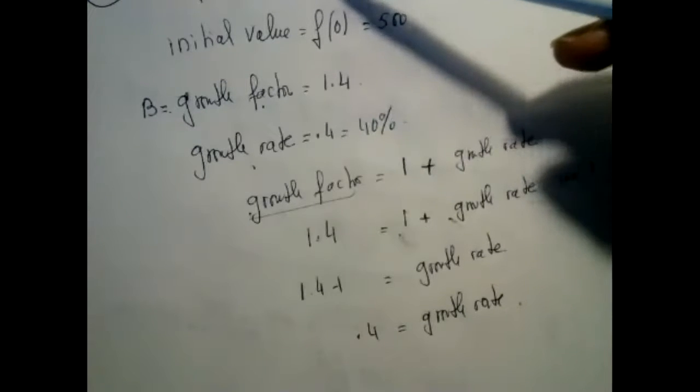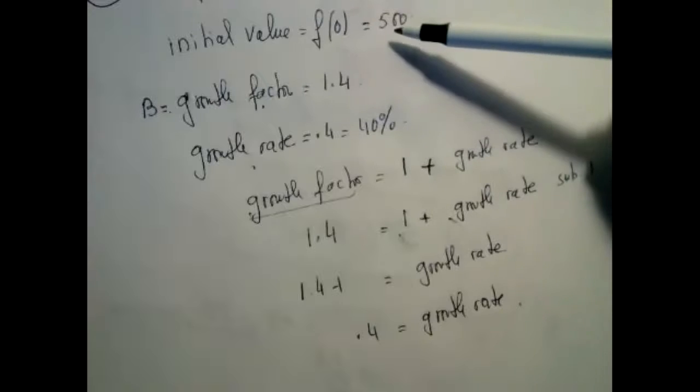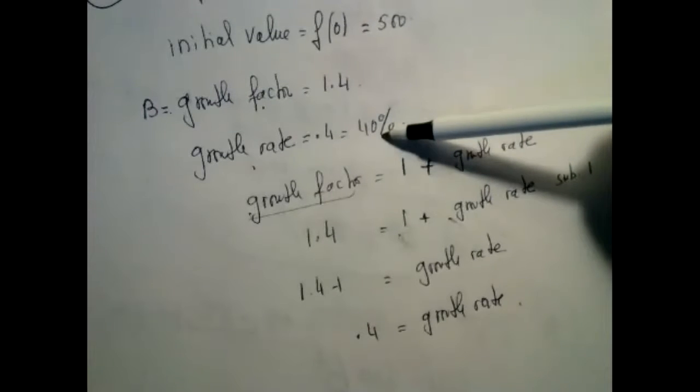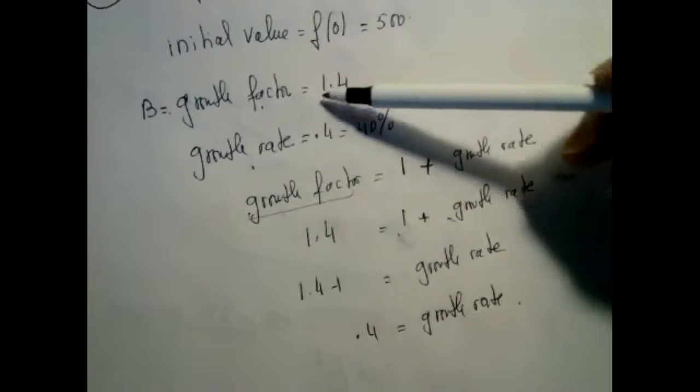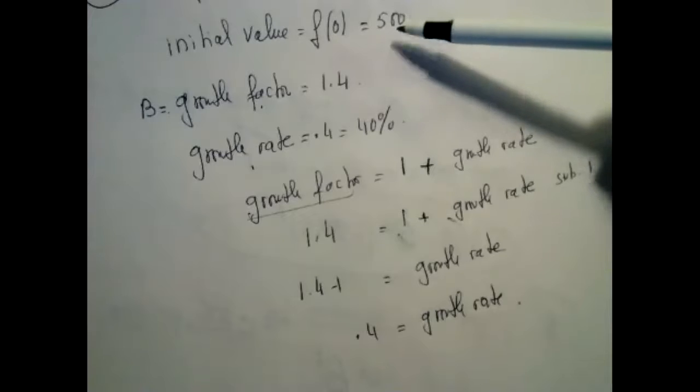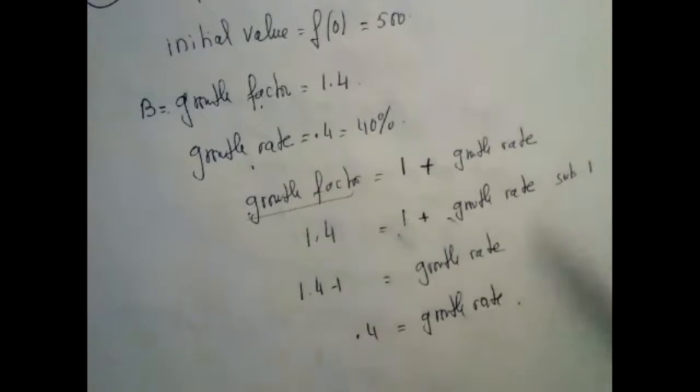So this represents a quantity which starts at 500 and increases by 40% every unit of time. So after 1 year, it increased by 40%. It means its value is 140% of what it was. Every year it increased by 40%.